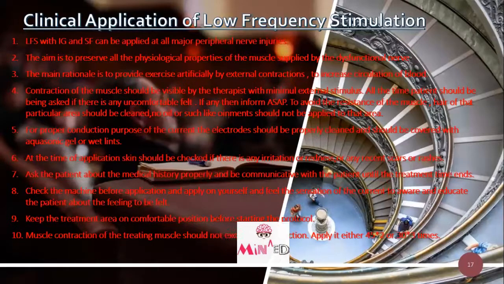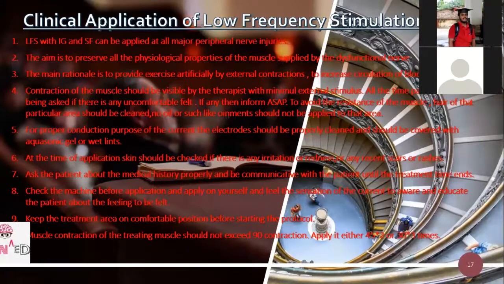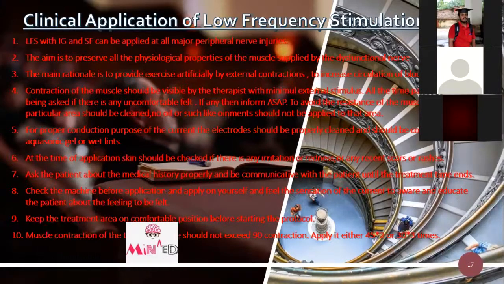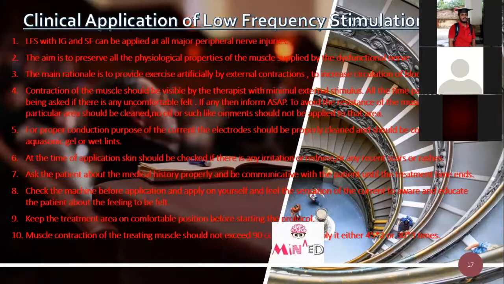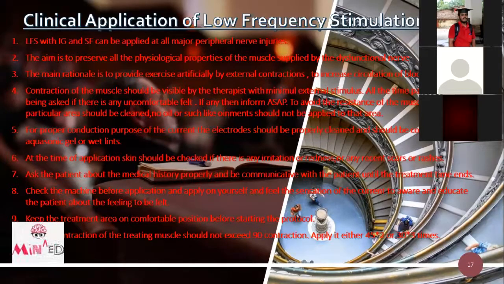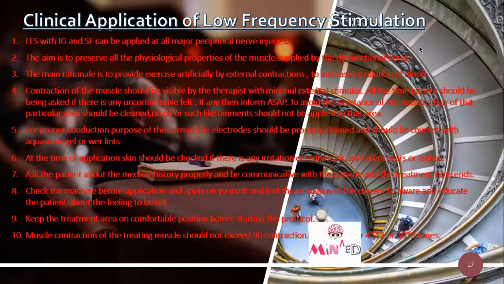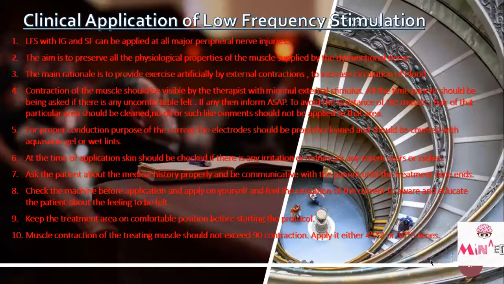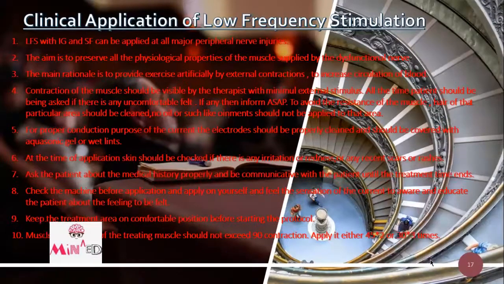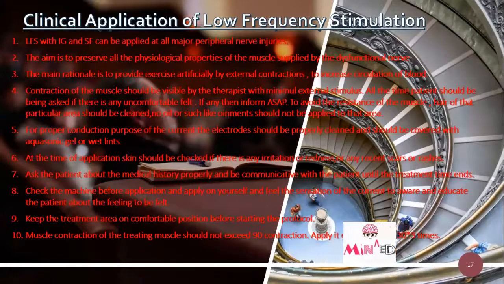Keep the treatment area in a comfortable position before starting the protocol. The patient should be in a comfortable position, so that he or she doesn't complain about any problem or headache. Muscle contraction of the treatment muscle should not exceed 90 contractions. We know that after 90 contractions there is muscle fatigue, so the treatment should be either 45 contractions of 2 sets or 30 contractions of 3 sets.